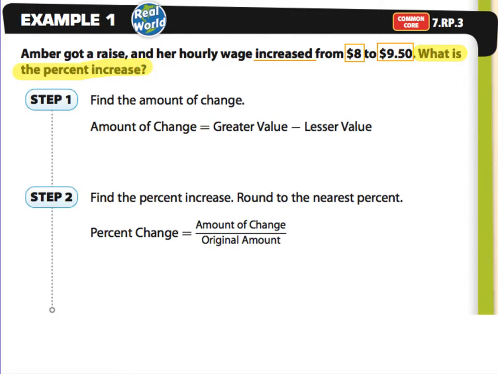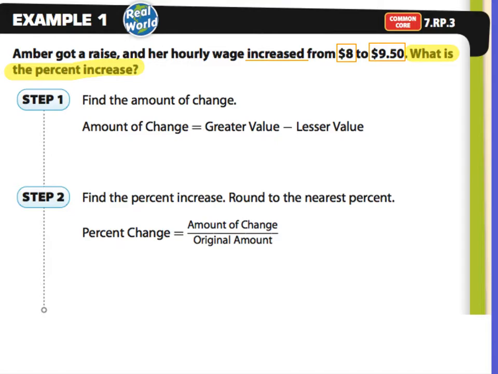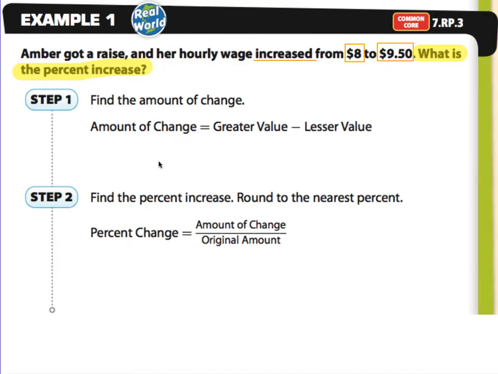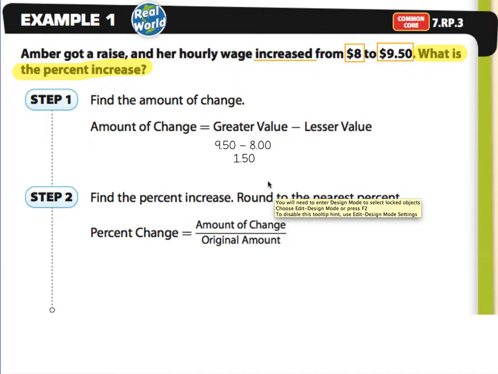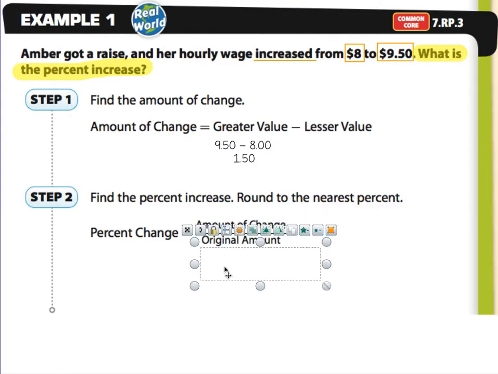All right, so to do this, when we're trying to find the percent increase, first we have to find the amount of change. To do that, we take the larger value, which was the $9.50, and subtract the smaller value, the $8. When you do that, we end up with $1.50. So the change in her wage was $1.50, an increase of $1.50. So we know that her wage went up $1.50, and that it's going to be a percent increase.